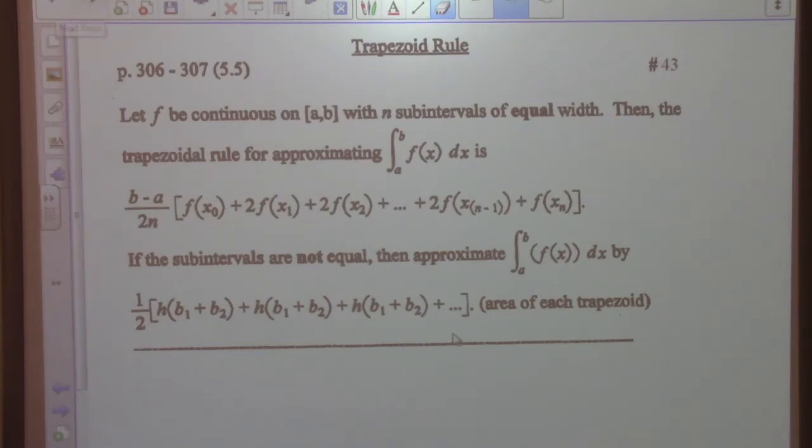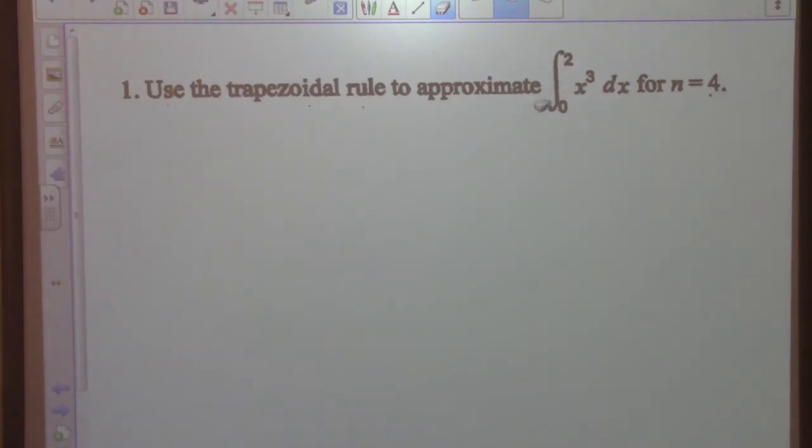So here we have the first problem using this. Estimate the integral from 0 to 2 of x cubed dx for n equals 4. The way I would work something like this is just set up a little table. And we know we're going to have x and f of x.